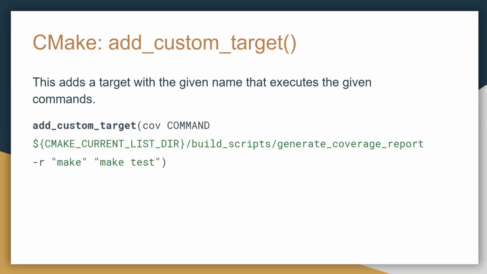Now, add custom target. This allows us to add a custom target, in this case related to our testing, but we could do something like echo hello world. And for all of these examples, I would suggest looking stuff up online. You've also been given a cheat sheet, which is pretty valuable for the CMake.